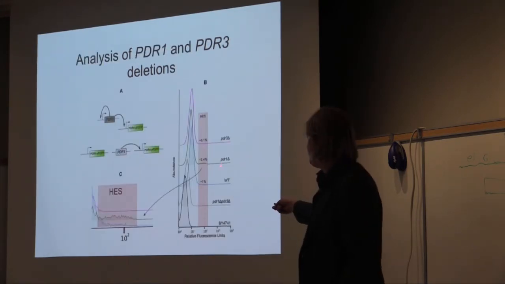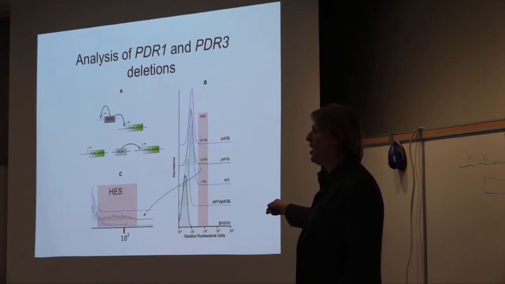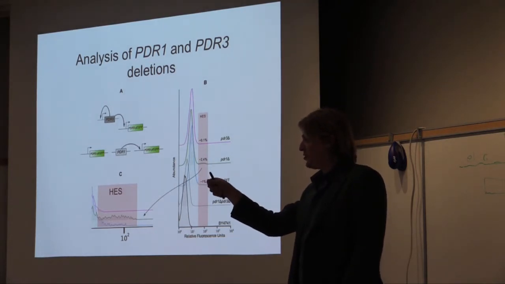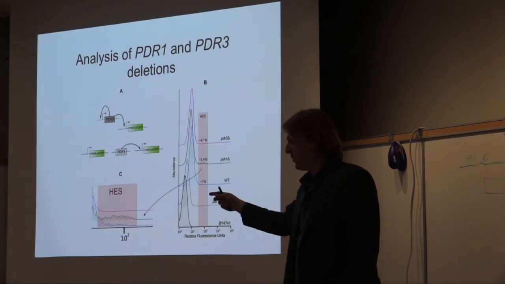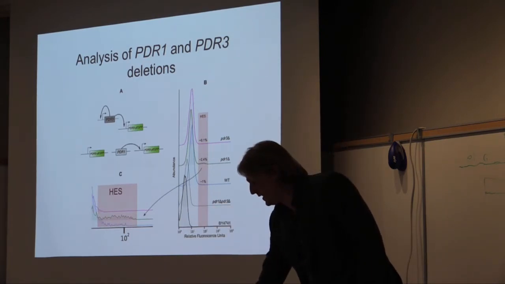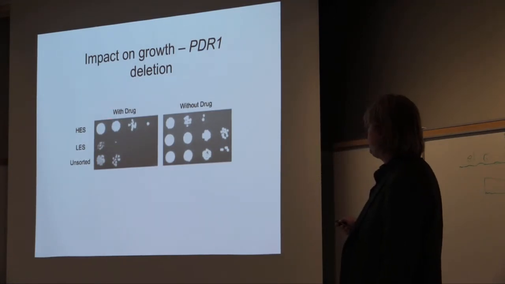This could indicate that PDR1 acts to attenuate the number of cells in the high subpopulation, which could work as a control switch for what fraction of the population I'm going to sacrifice in order to maintain that high expressing state. So this is the effect of the PDR1 deletion.